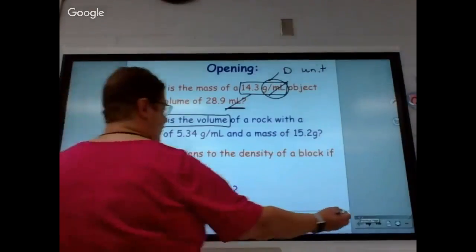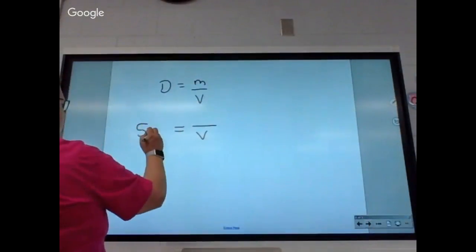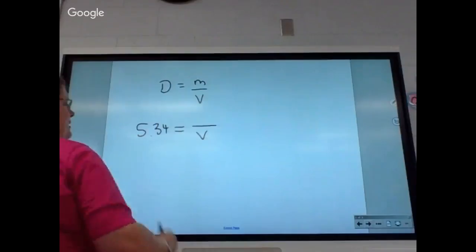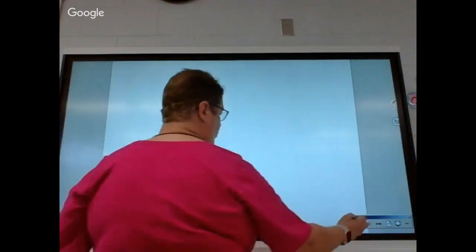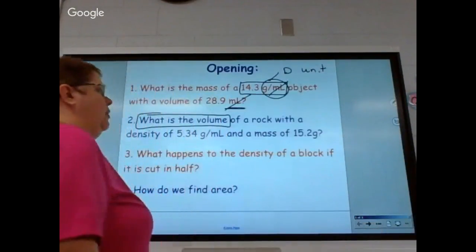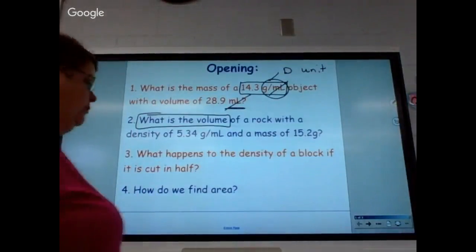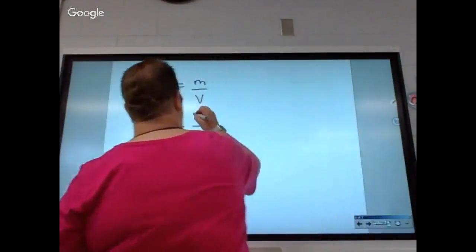All right, so I'm going to put 5.34 here. That means my mass has to be given. So what number is my mass? 15.2. So I'm going to put 15.2 right here.